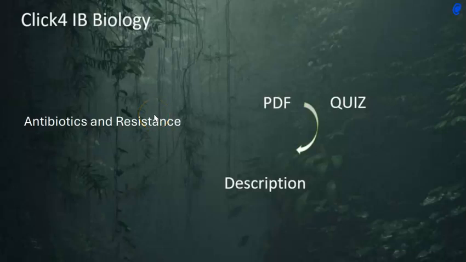Well, welcome to Click for IB Biology. We're studying C3.2, Defense Against Disease. And in this particular video, we're going to be looking at the role of antibiotics and the occurrence of resistance to those antibiotics.